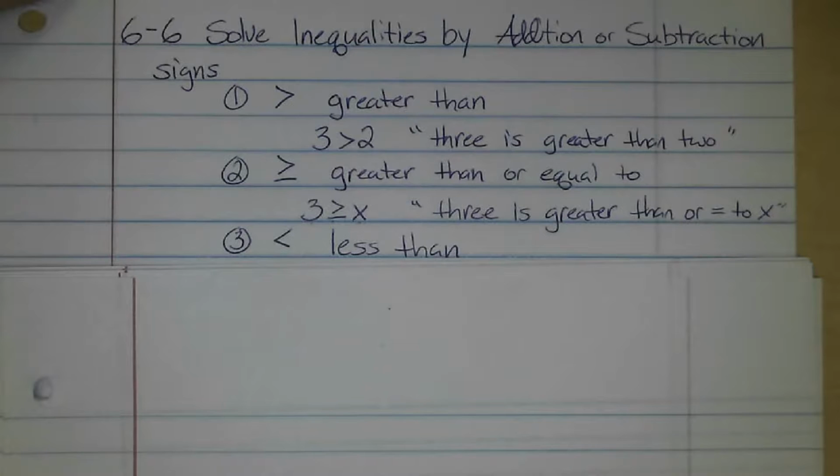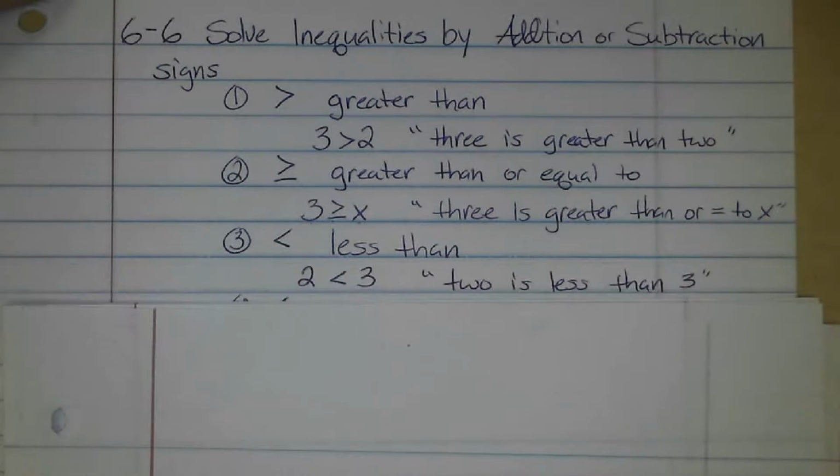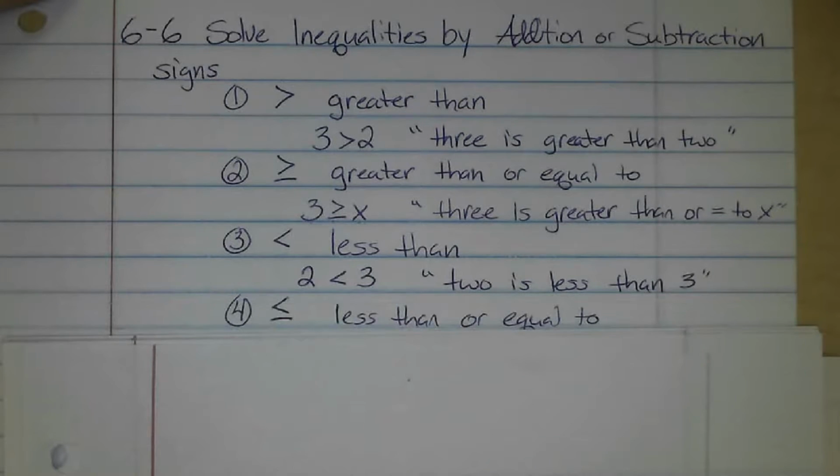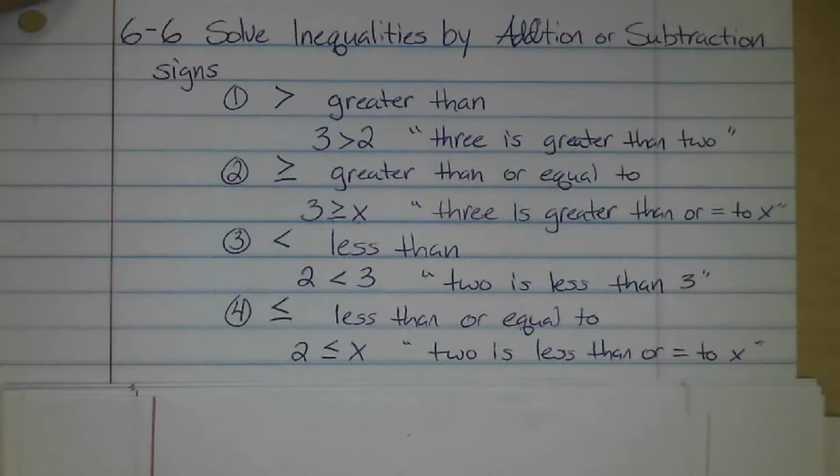Less than. Notice it's going the other way, the opposite of the greater than symbol. Let's take a look at an example. 2 is less than 3, and that should make sense. Let's take a look at the last one, and I'm sure you can guess what it is. Less than or equal to. And an example of that would be 2 is less than or equal to x.